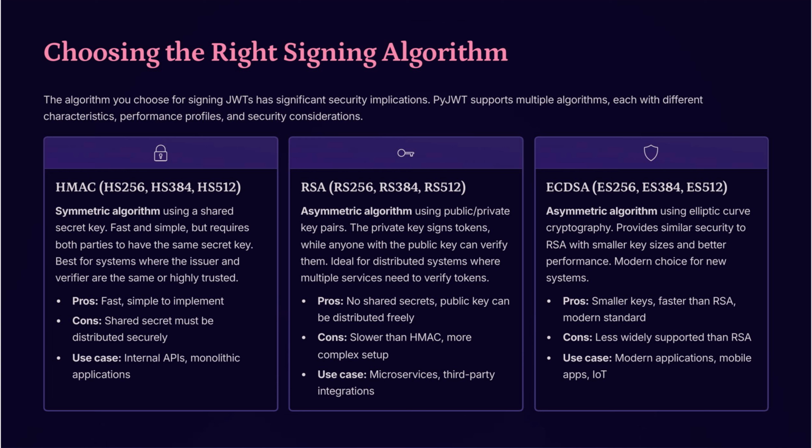Choosing the right signing algorithm for JSON Web Tokens is crucial. Hash-based message authentication code is fast and simple, ideal for trusted environments. Rivest Shamir Adleman uses public-private keys, perfect for distributed systems. Elliptic Curve Digital Signature Algorithm offers modern security with smaller keys and better performance, suitable for new applications. Each has unique pros and cons, impacting security and performance.